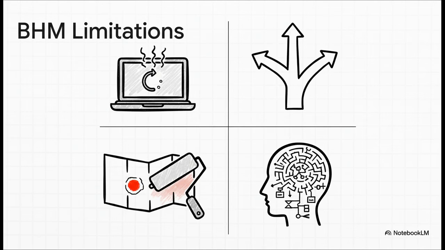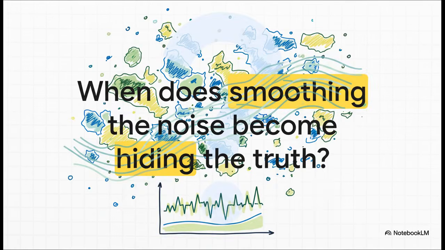Then there's the big one, the risk of over-smoothing. You can get so focused on cleaning up the noise that you actually erase a real important local cluster. You smooth it right off the map. And of course, all of this means you really need to know what you're doing. This is specialized work. And really, that leaves us with the fundamental tension at the heart of all this work.